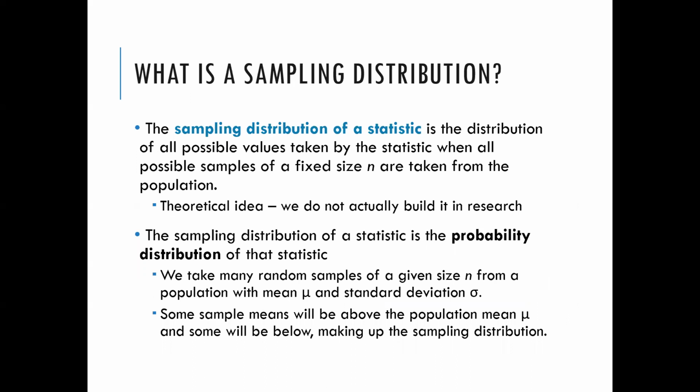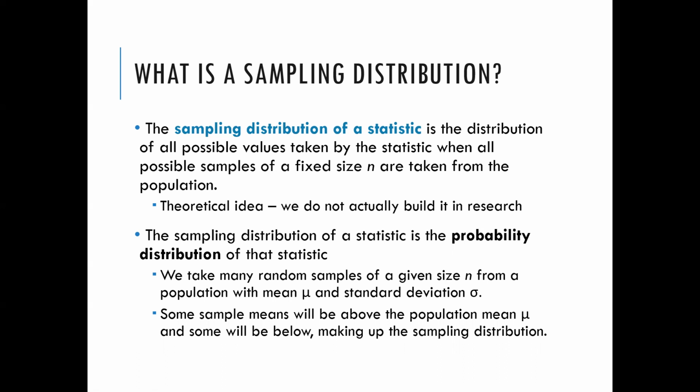Okay, so what is a sampling distribution? This is where we start to be able to estimate the population parameters and then compare our statistic to this unknown population parameter. So the sampling distribution of a statistic is the distribution of all possible values taken by the statistic when all possible samples of a fixed size n are taken from the population.